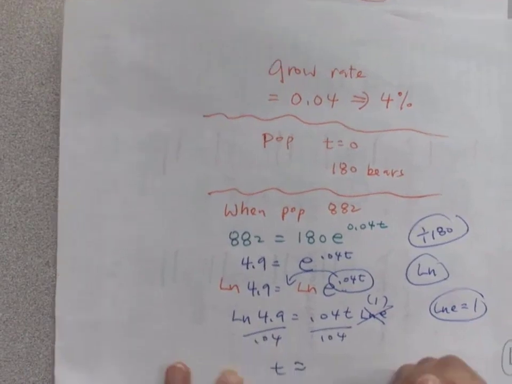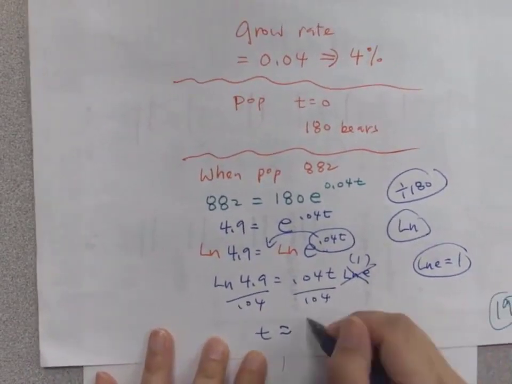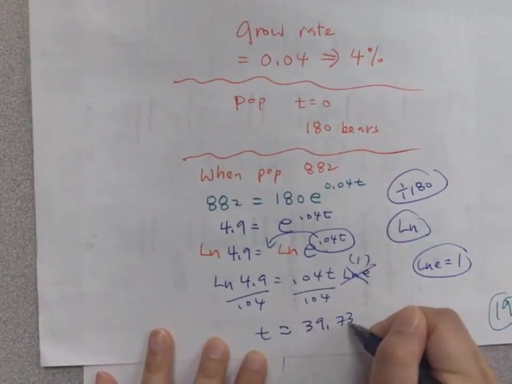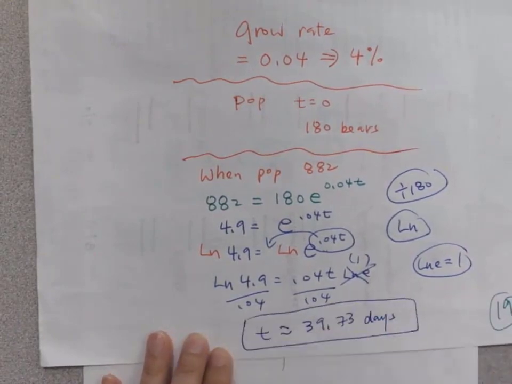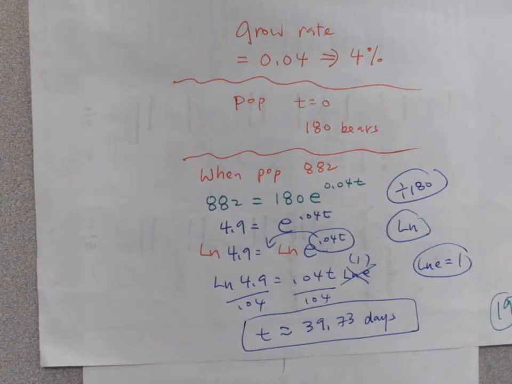Anybody have an answer? 39.73. So depending on whether they say days or hours or years, then you write the time. So you divide by 180, you want to pull down the exponent, so you apply ln to both sides, right? So the log property allows you to bring down the exponent. And ln e equals 1, and you just solve for t, right? Anybody have questions? Okay, one final answer. Questions? We have 5 minutes.